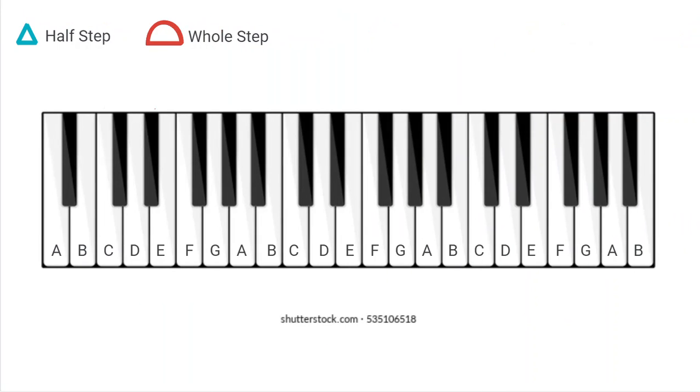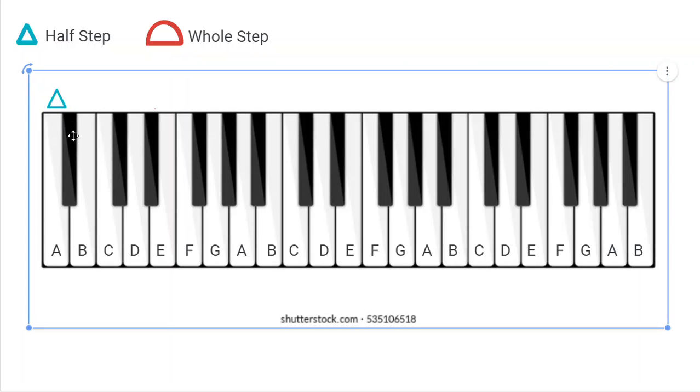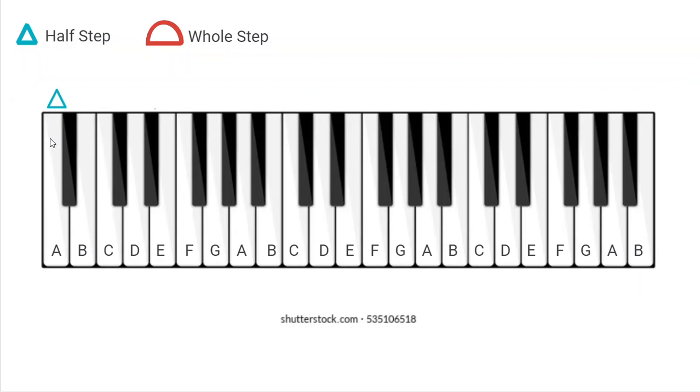But here we have half steps and whole steps. Let's take a look. On our piano keyboard, a half step is the next pitch, up or down. So it's going to be the next key, whether it's black or white, it doesn't matter. So I'm going to make a half step from this A to this black key. I'm not even going to label the black key. I just want us to know from here to here is a half step. From this black key to the next white key is also a half step.